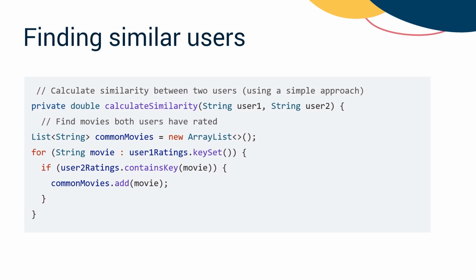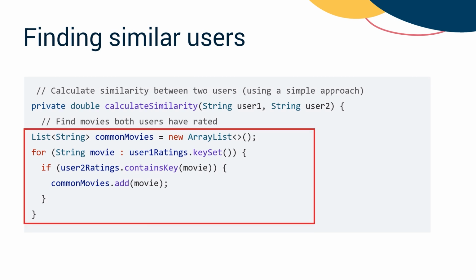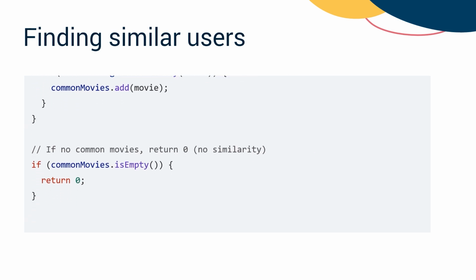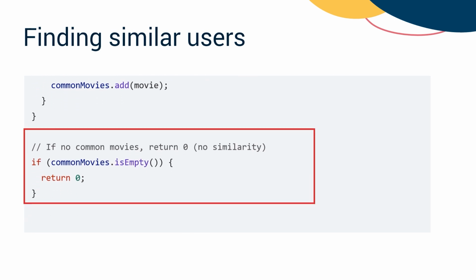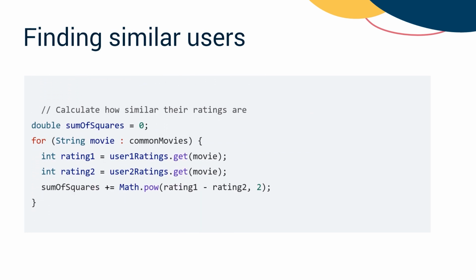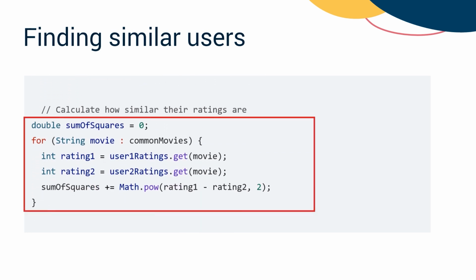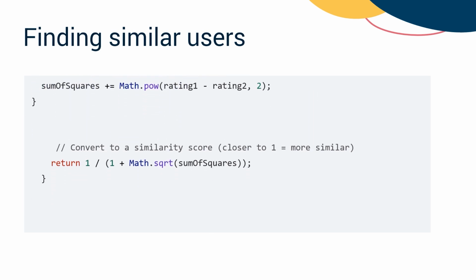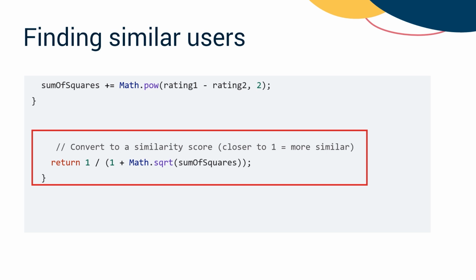An important element of the recommendation system is calculating how similar two users are. You can also include code for what to do if there are no common movies. The code snippet shows a simple approach called Euclidean distance. This measures how close two users' ratings are. The smaller the distance, the more similar their tastes.